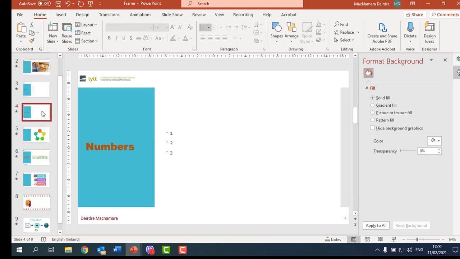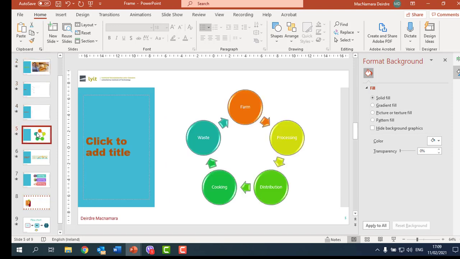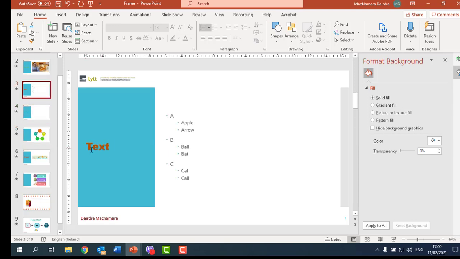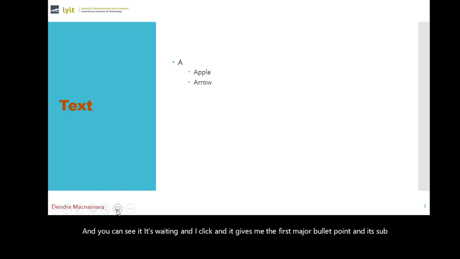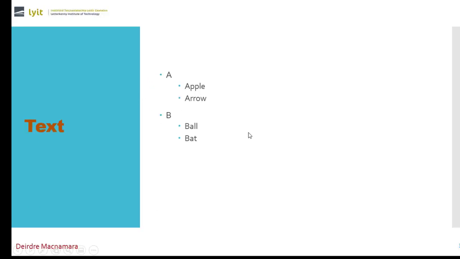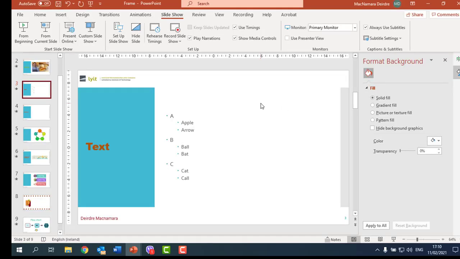First thing to notice is all the way through the color of our titles has changed, and the font has changed. So let's take a look at how it plays. At the moment, normally the text will come out in one go. Now with the animation on, we'll go slideshow from current, and you can see it's waiting, and I click and it gives me the first major bullet point and its sub bullet points, and I click again and it gives me the second one, and I click again and it gives me the third one. Okay, and I'm going to hit escape to come out of that.